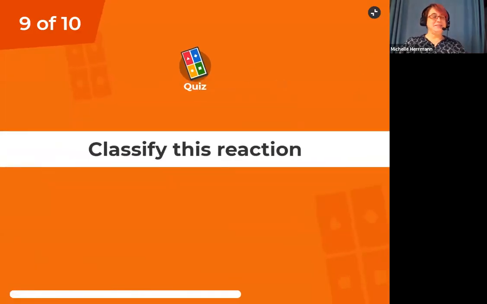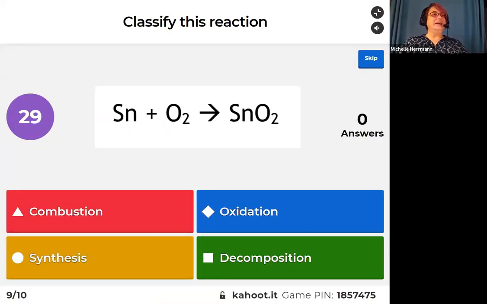So we have 2 more questions. Let's try this out. All right, 9. I have tin. That's right. SN stands for tin. Its old name is stannous. So I have tin plus oxygen makes tin oxide. So what kind of reaction is this?